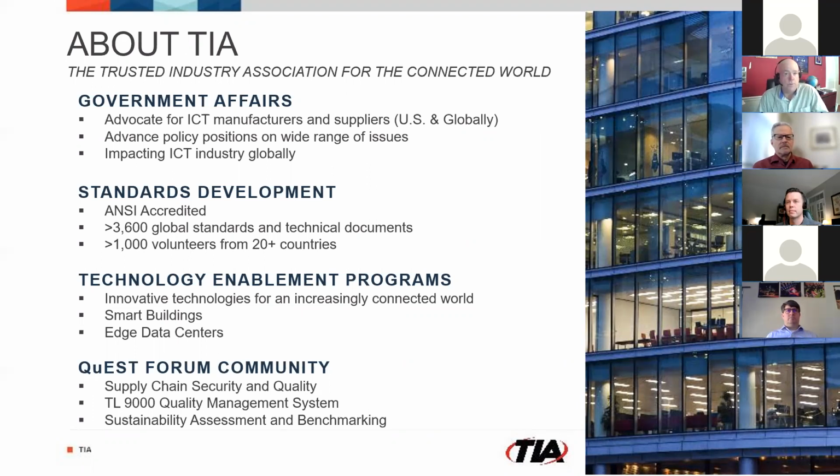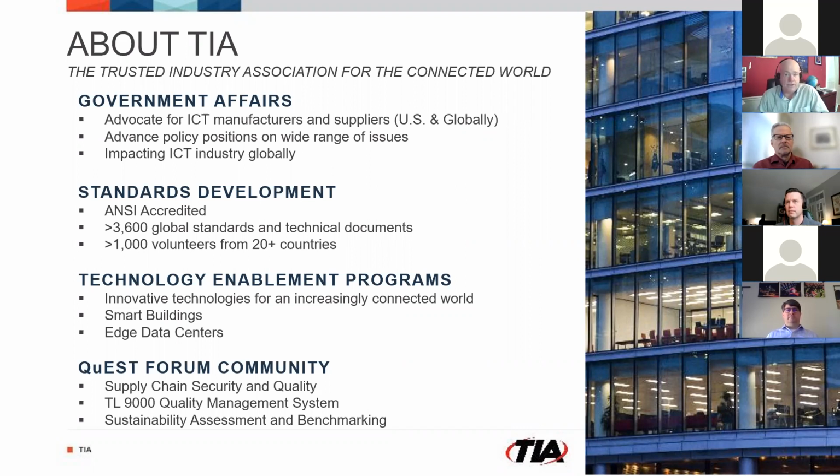Our QuEST Forum, or our business performance community, is focused on quality management. We've maintained and managed TL 9000, the quality management system for the ICT industry, for over 20 years, and we are now launching our supply chain security standard, SCS 9001.